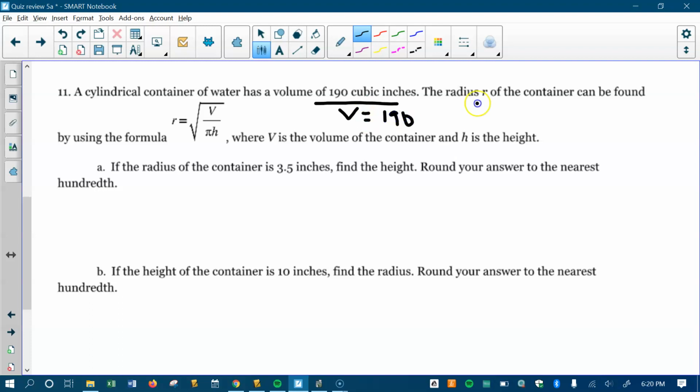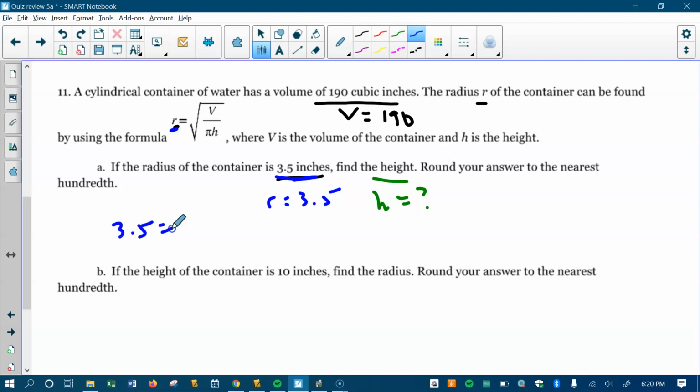The radius R can be found by using this formula where V is the volume of the container and H is the height. If the radius is 3.5 inches, find the height. So what this part says is if R is 3.5, we need to know what H is. So let's go and use our formula here, and we'll probably need to use a calculator. We got 3.5 for R.